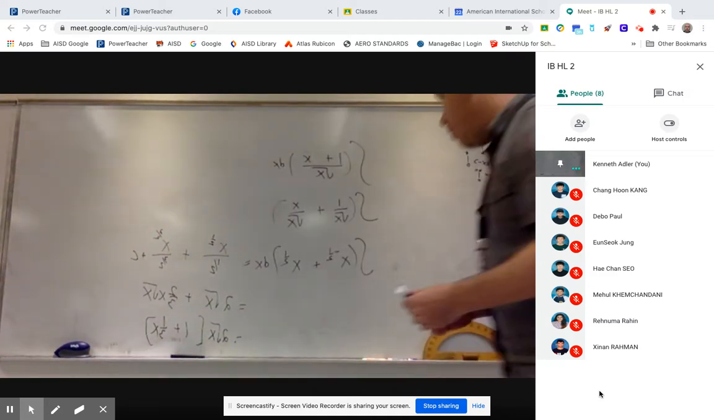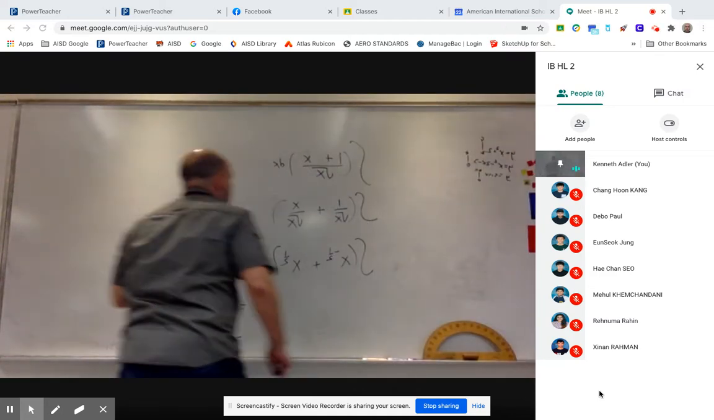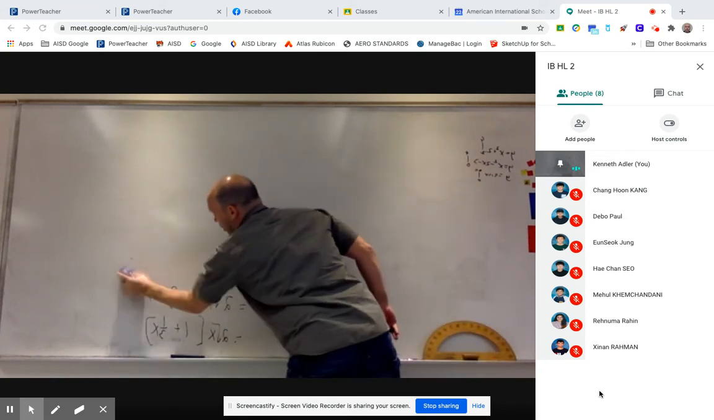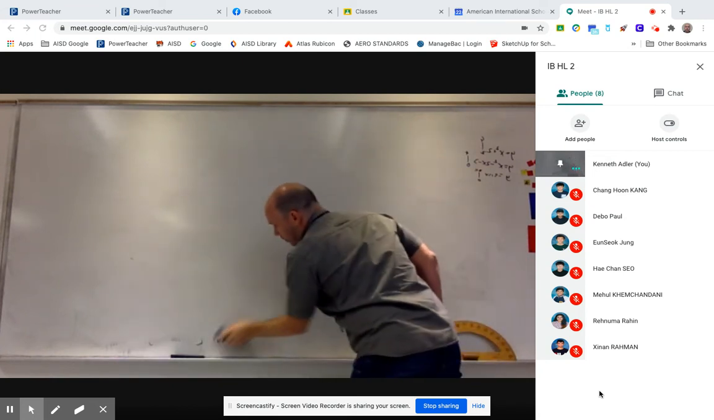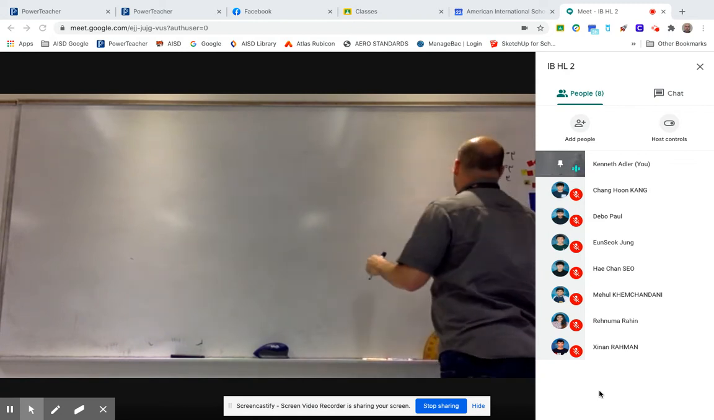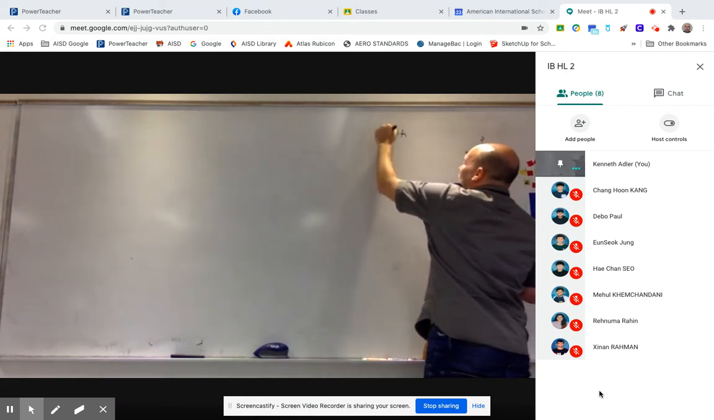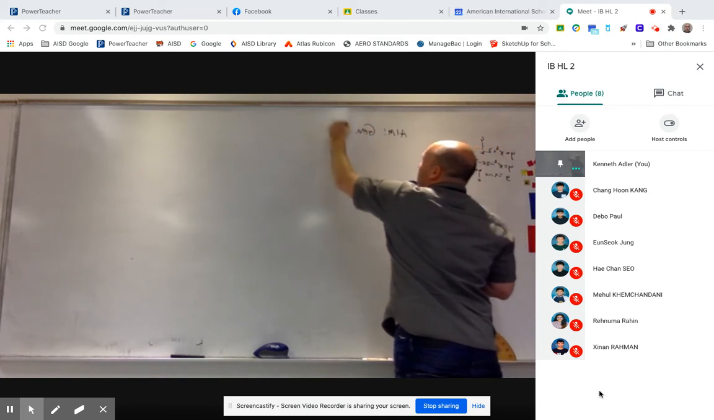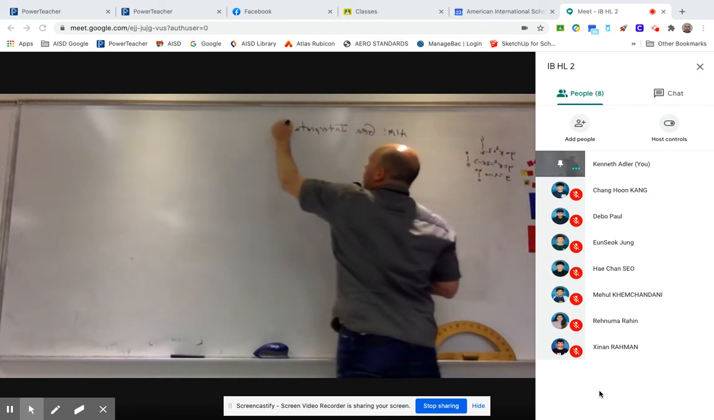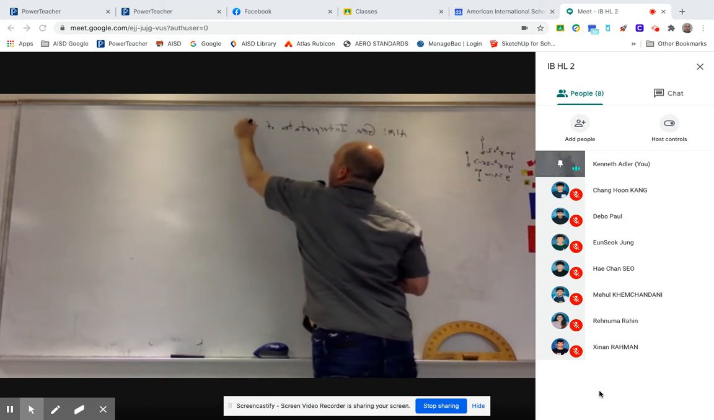Okay, so 17G is the geometric interpretation of the integral. The geometric interpretation of the integral.